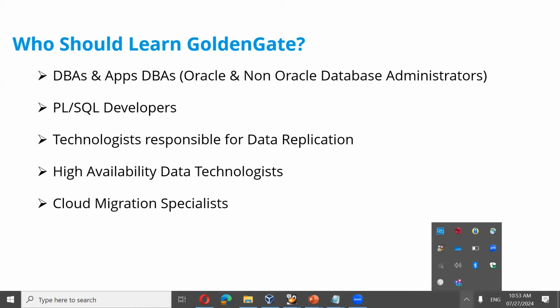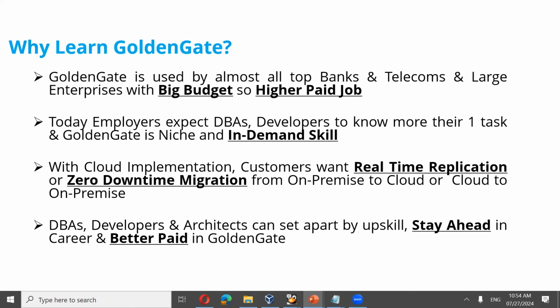Okay. So now, with so many advantages of GoldenGate, the question comes: who should be learning GoldenGate? Whether you should be learning GoldenGate or not. So the thing is, if any of the below answers is yes, you should be learning it. If you want to accelerate your career growth, then you should learn GoldenGate. If you're working as a DBA, apps DBA, any Oracle or non-Oracle database administrator, PLSQL developer, technologists responsible for data replication, high availability, data technologists should learn. Cloud migration specialists should learn. So if you want to migrate data from one cloud to another cloud or from on-prem to cloud, you should be learning.